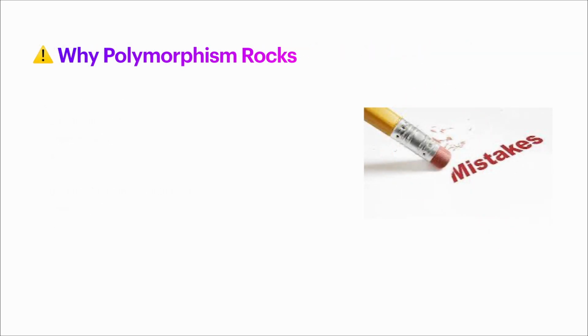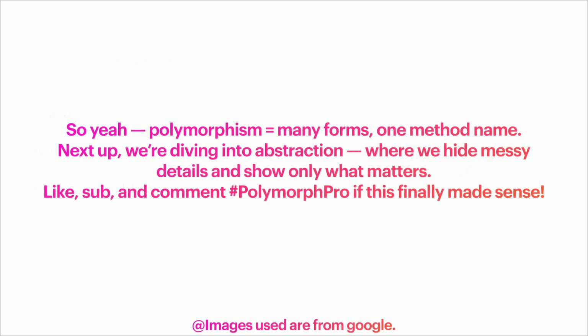So why polymorphism rocks? It rocks because it offers clean code, stability, and is easier to work with large systems. So polymorphism offers clean code, scalability, and it's easier to work with large systems. Here, polymorphism equals many forms, one method name.